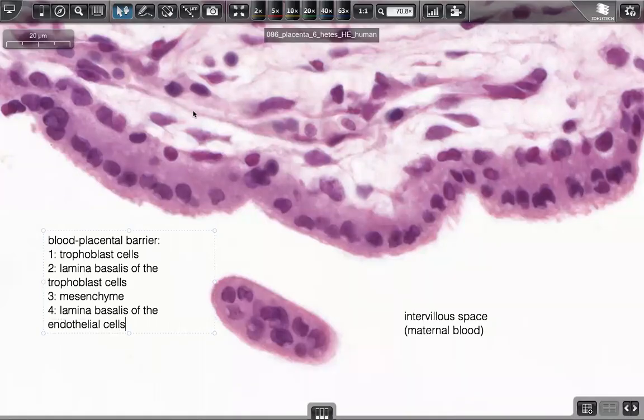Endothelial cells. And the last layer is the endothelial covering, especially the tight junctions connecting the endothelial cells to each other. So these are the layers of the blood placental barrier, or also called the layers for the diffusion from the intervillous space to the fetal blood circulation. So that's extremely important, related to the placenta.